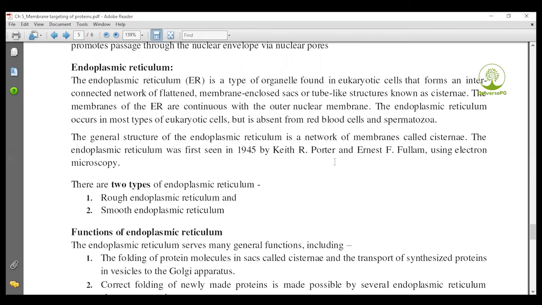But it is absent from red blood cells and spermatozoa. So we know endoplasmic reticulum is generally found in eukaryotic cells, and it is absent in red blood cells (RBC) and spermatozoa, a primordial germ cell that is produced in the sperm by the spermatogenesis process.